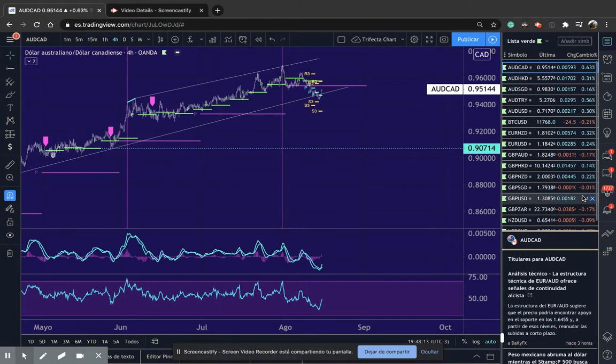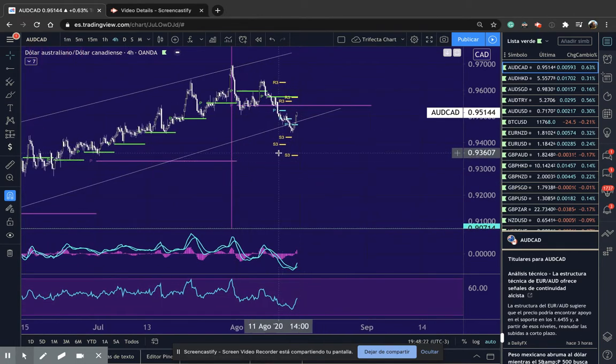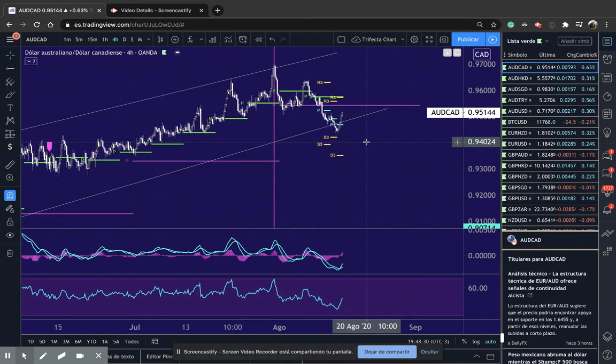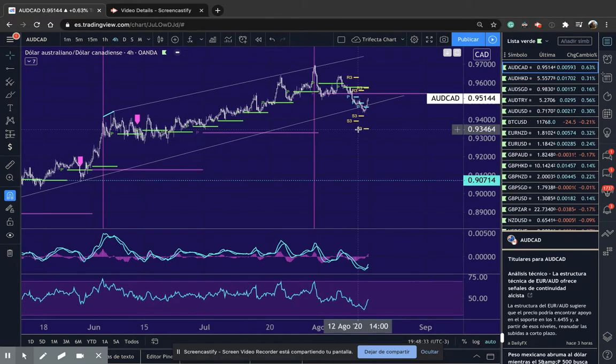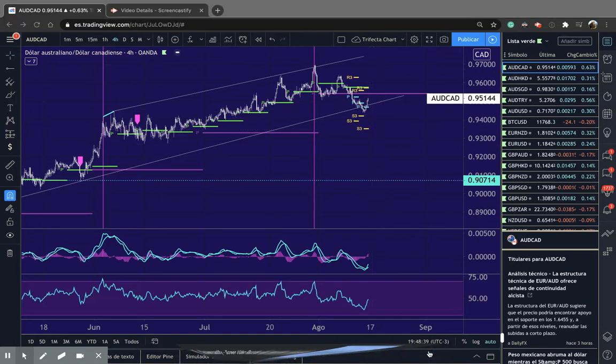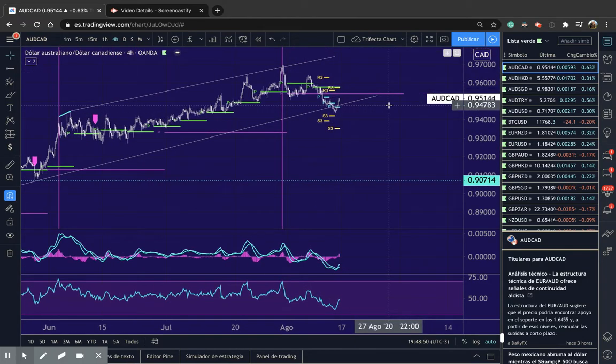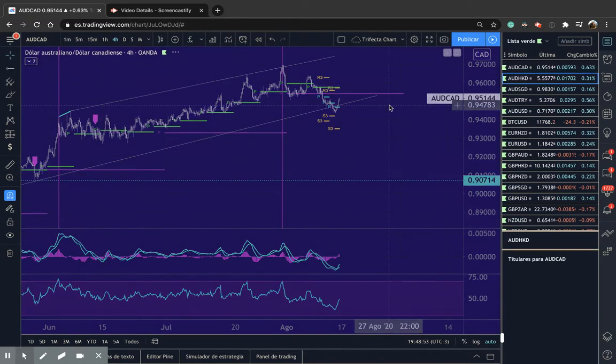Okay, let's go to our market analysis. Here we have the Australian against the Canadian dollar, and as we can see, we finally get this break of the channel, and we are currently in a pullback, in a retracement. If this movement confirms in the downwards direction, we could be in front of a really amazing trade. So pay attention to this chart. If we are not in front of a fake out, we could be in front of a really great setup.